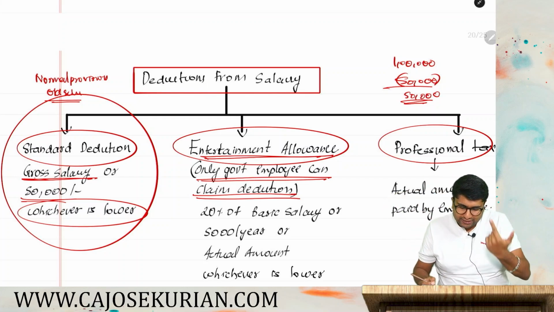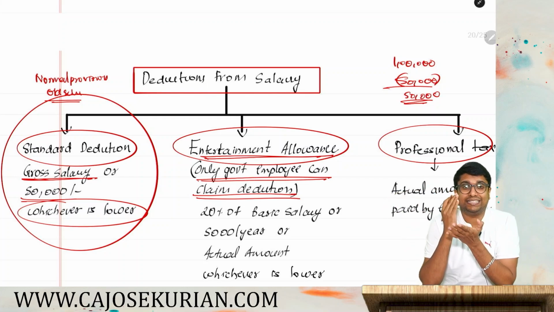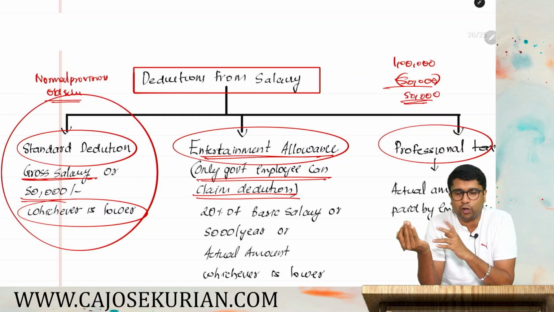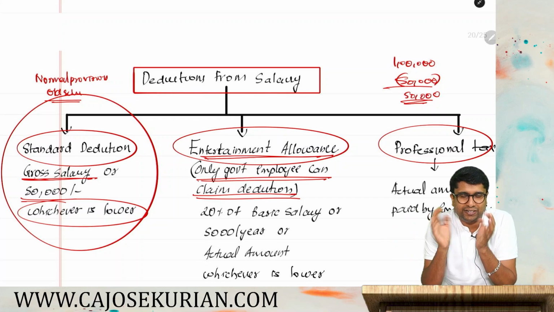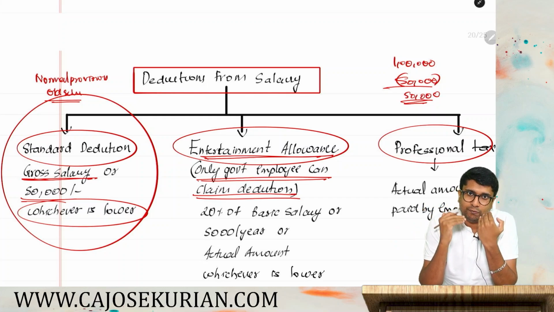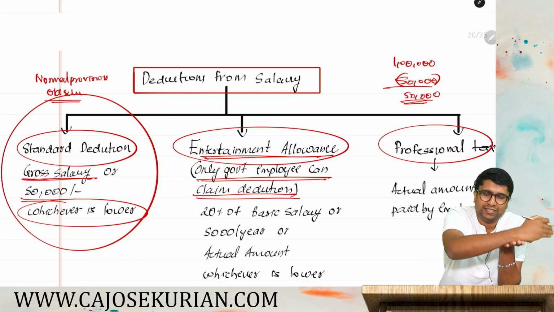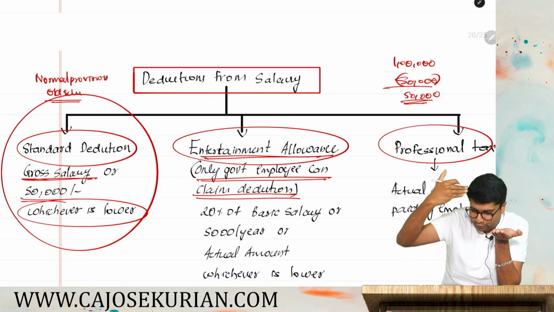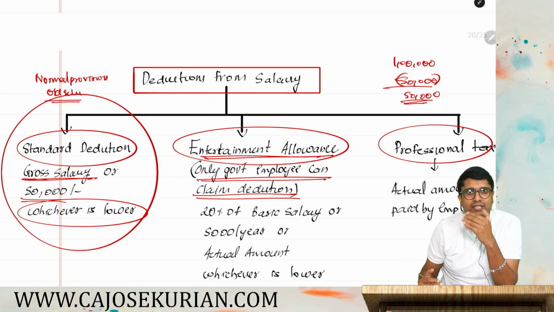You can claim a deduction for the entertainment allowance. This deduction can be claimed only by government employees. If you are a non-government employee and you are in receipt of entertainment allowance, that shall be fully taxable, not at all deductible. If you are a government employee, you add that entertainment allowance as a part of your taxable allowance. Then you can claim a deduction after computing the gross salary.